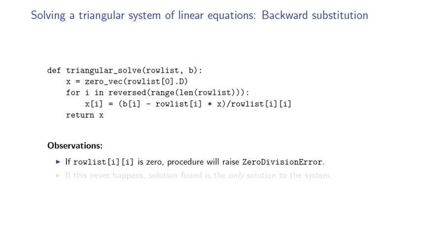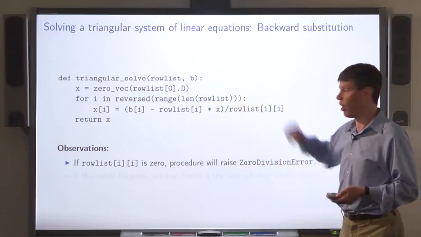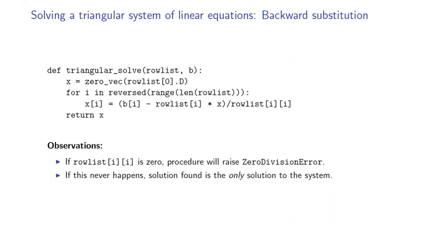A couple things to note. If the number we divide by is 0, there'll be an error. So we have to make sure that these numbers are non-zero. But if they're non-zero, there's only one solution, and this procedure will find it.